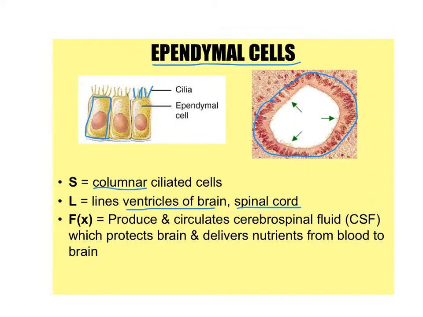The ventricles are like little canals, and through the canals, it's not water that flows through there, but it's cerebrospinal fluid. So these ependymal cells help to both produce, and with their little cilia flapping around, they also help to circulate the cerebrospinal fluid through the ventricles. And this is important because the CSF helps protect the brain, and it's also the way the brain gets its nutrients delivered from the blood. So the cerebrospinal fluid, the CSF, needs to be continually circulated around through the ventricles of the brain and the spinal cord.